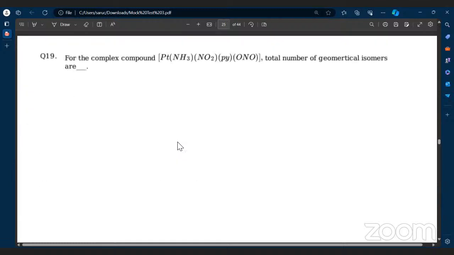For the complex compound, what will be the total number of geometrical isomers? What is the type here? It is M, A, B, C, D. So for M, A, B, C, D, what will be the total number of geometrical isomers? Three. So for M, A, B, C, D, the total number of geometrical isomers is going to be 3.